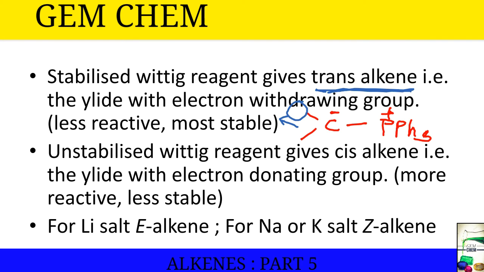Similarly, unstabilized Wittig reagent gives cis alkene, that is the ylide with an electron donating group. If suppose this is an electron donating group, then it will try to push the electrons towards the carbon. Carbon has already a negative charge, so it will be destabilized, right? So more reactive means less stable. And the last one is, if the base is a lithium salt, then we get E alkene, basically trans alkene, and for sodium and potassium salt it is Z alkene.